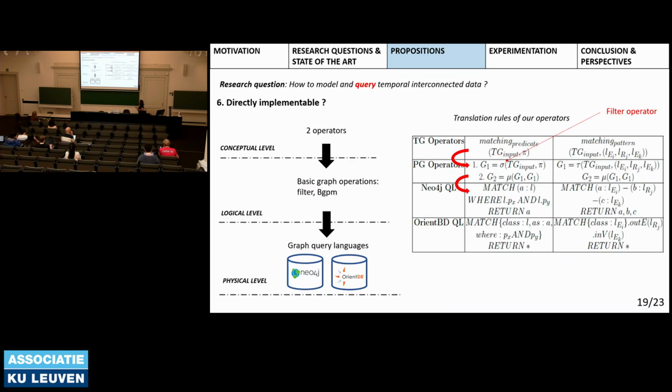Similarly, we proposed automatic translation rules from our two operators to basic graph operations, and from our basic graph operations to graph query languages, such as Cypher for the Neo4j graph database system. We can see, for instance, in this table that our matching predicate operator translates into the filter operator among basic graph operations, and the filter operator is translated to the where clause in Cypher, the query language of Neo4j.